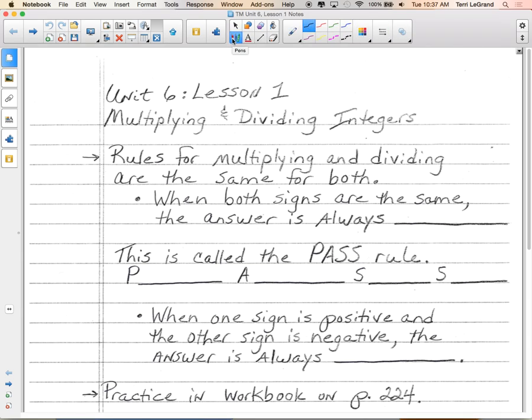And let's take a quick look at our learning goal over here. Hannah, will you read that nice and loud for us, please? I can multiply and divide integers using the PEMDAS rule. Okay, I can multiply and divide integers using the PEMDAS rule.